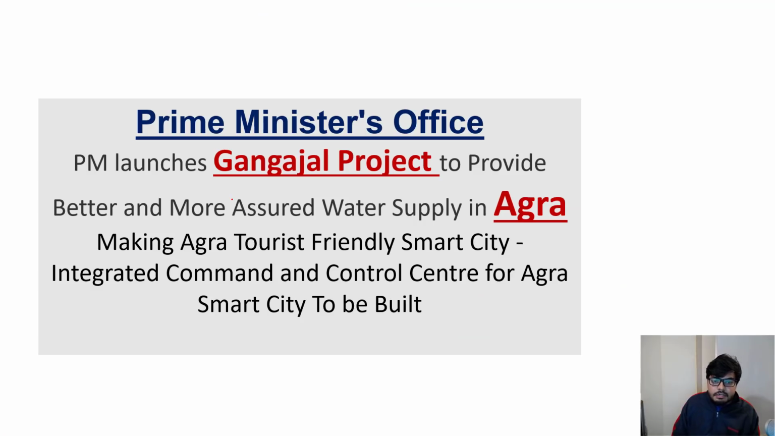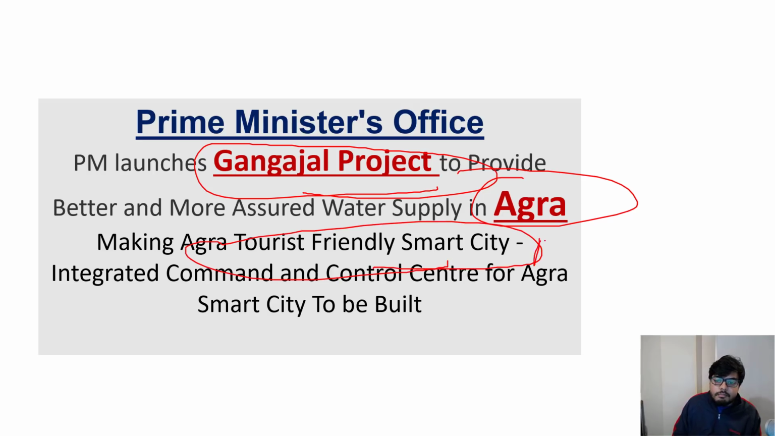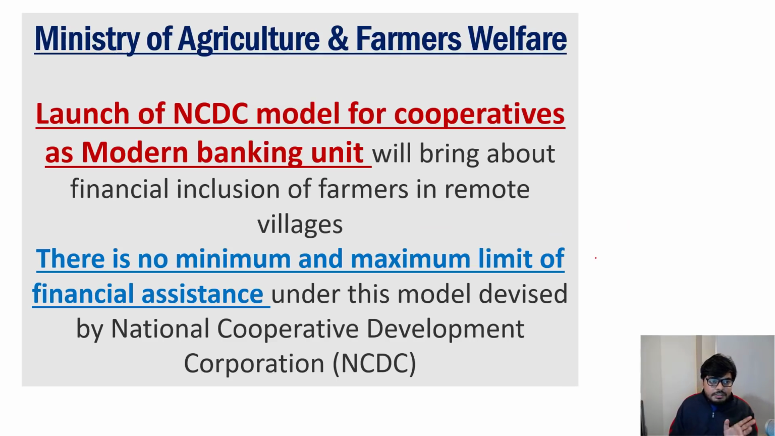Next, the Prime Minister introduced the Ganga Jal project in the city of Agra, which is being developed as a tourist friendly smart city under the Amrut scheme. So the Ganga Jal project was given to Agra by the Prime Minister yesterday.